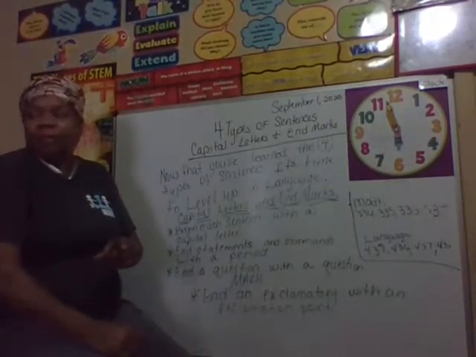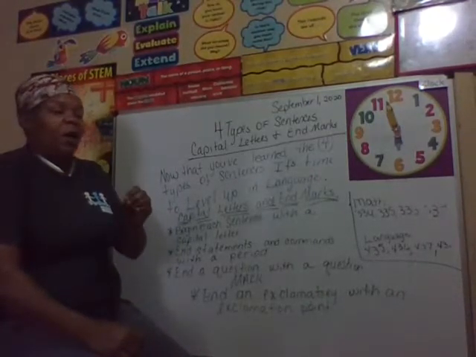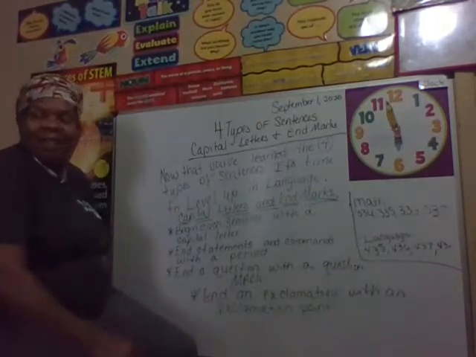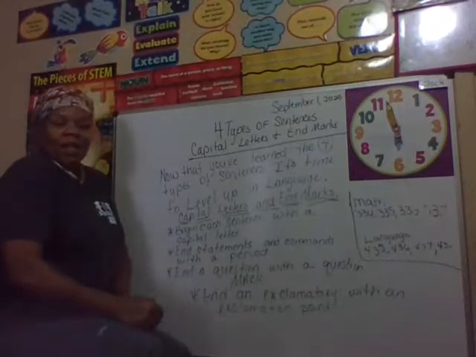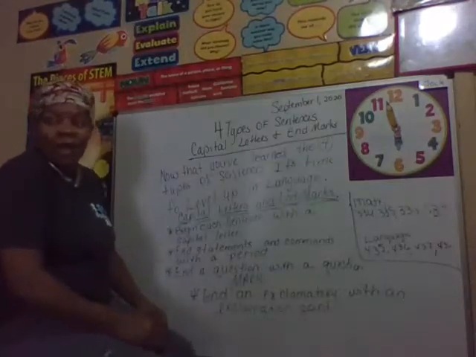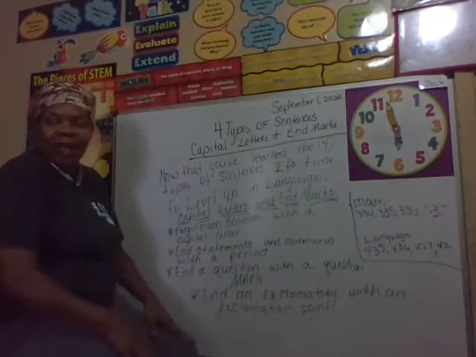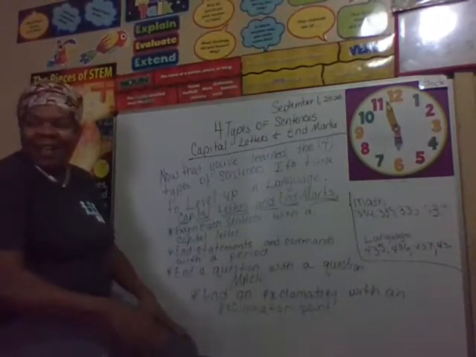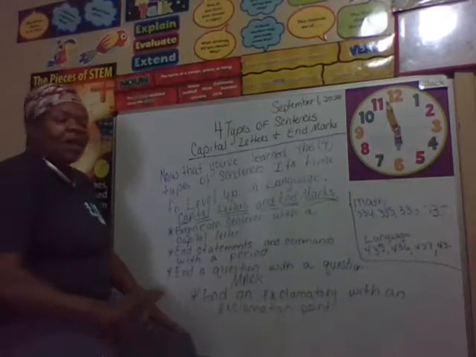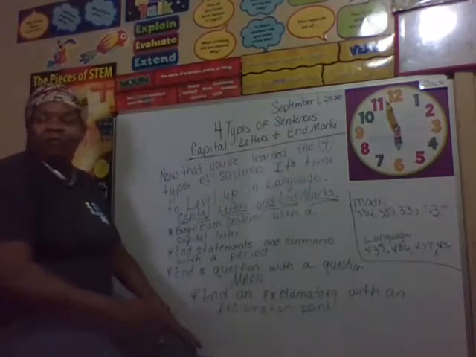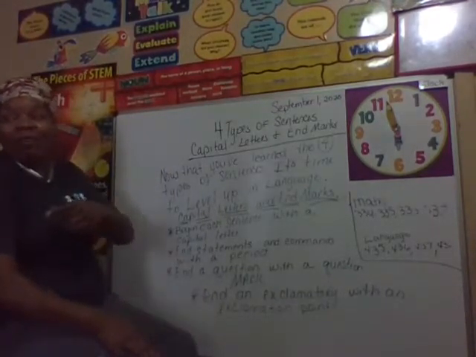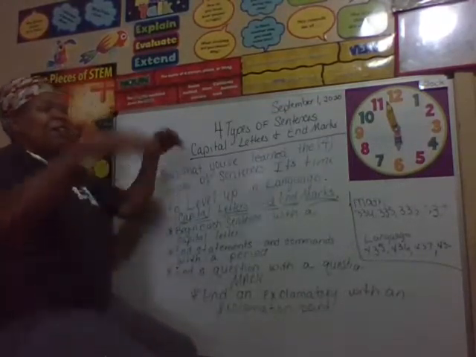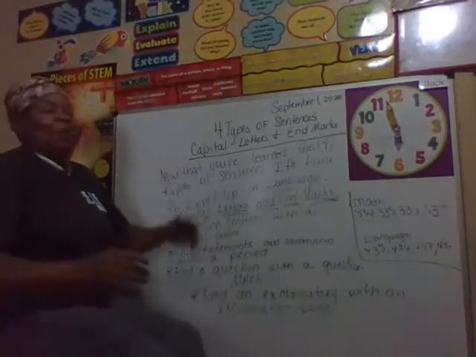Y'all ready? Yeah. There are 4 types of sentences. Declarative gives information. Imperative makes all the rules. Interrogative, it asks you a question. Exclamatory shows excitement.